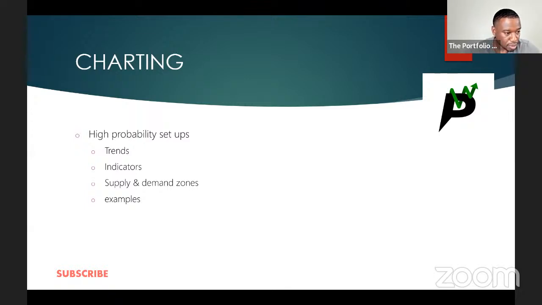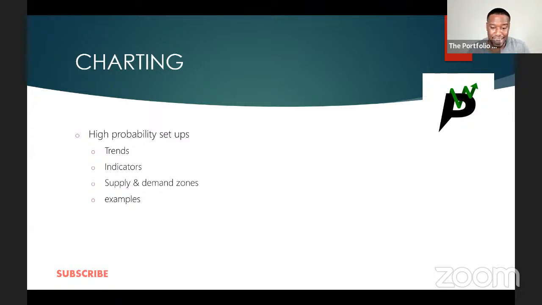So like I was saying, in terms of probability, options trading is about probability and risk management. So you want to trade stocks that are going to give you a higher probability to make money, to make profit.